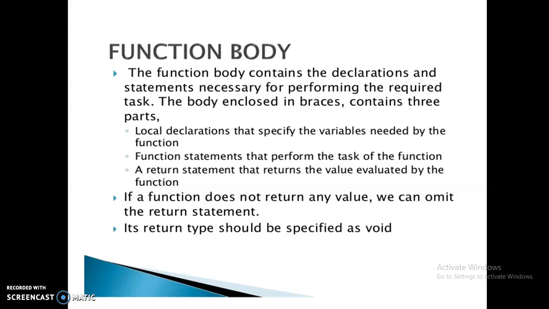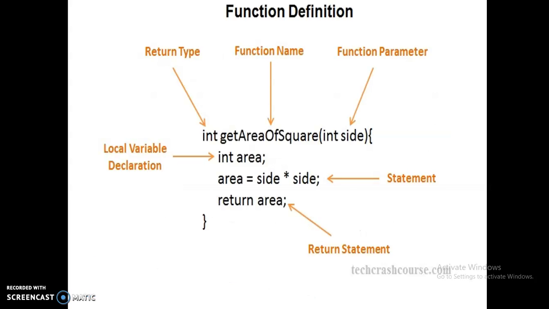A function statement that performs the task of the function. Third one is the return statement that returns the value evaluated by the function. If a function does not return any value, we can omit the return statement. Its return type should be specified as void. So this is the function definition.